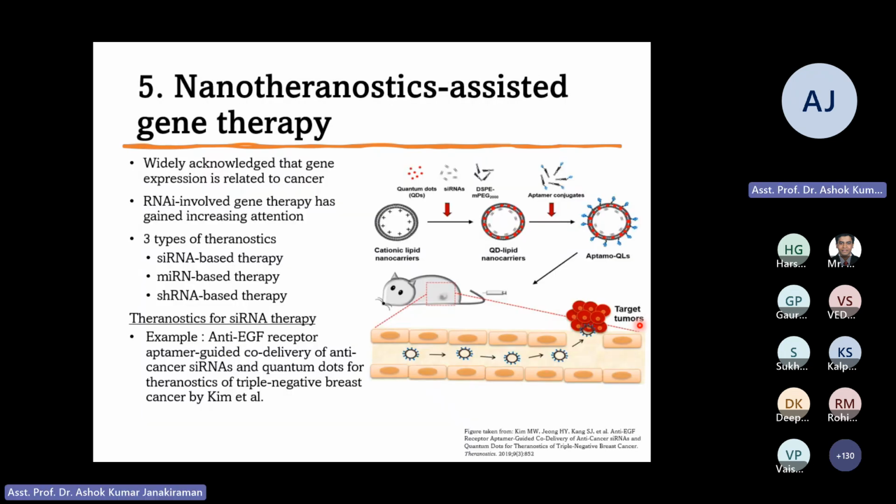So the next one is nanotheranostic assisted gene therapy. It's widely acknowledged that gene expression is related to cancer. So RNAs. The types of gene therapies that are theranostic we can call small interfering RNAs, miRNAs, shRNA based, so short hairpin RNA that is called shRNA, miRNA.